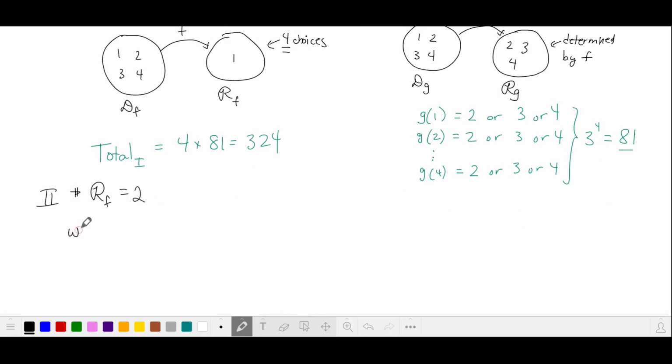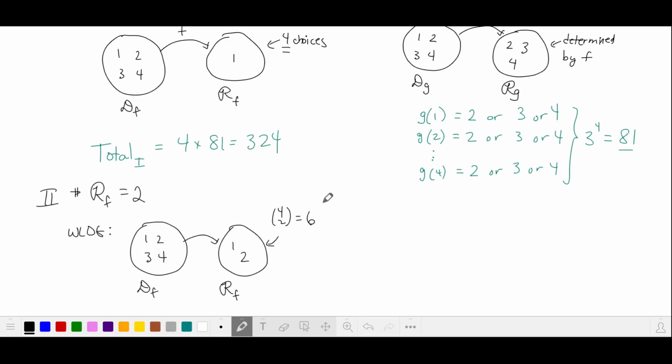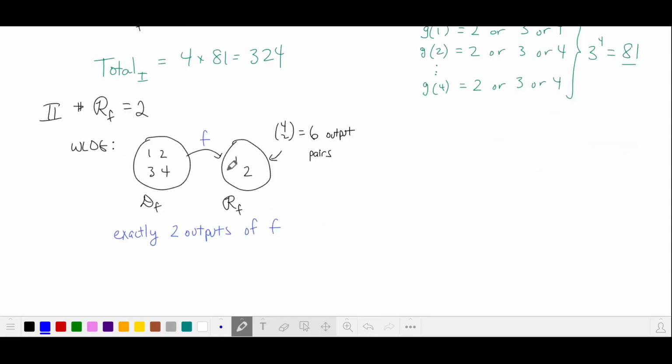2. So for example, the range of F consists of 2 elements, for example 1 and 2. There are actually 4 choose 2 or 6 different output pairs that we could put there. We need exactly 2 outputs of F over this domain of 4 numbers. For each of these 4 inputs, there are 2 possible outputs. That's 2 to the 4th power for each of these 4 inputs.